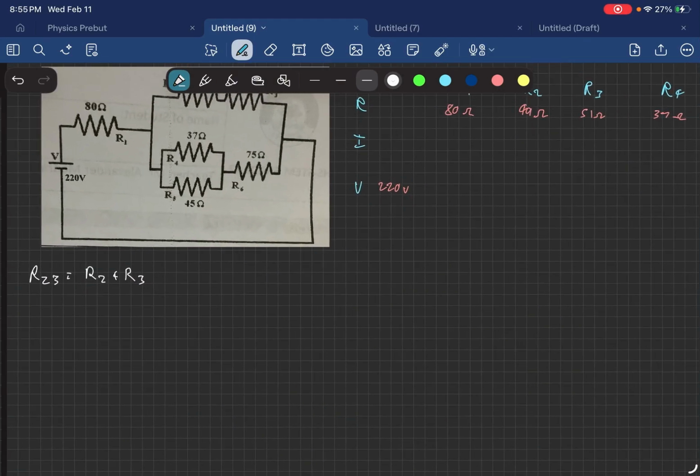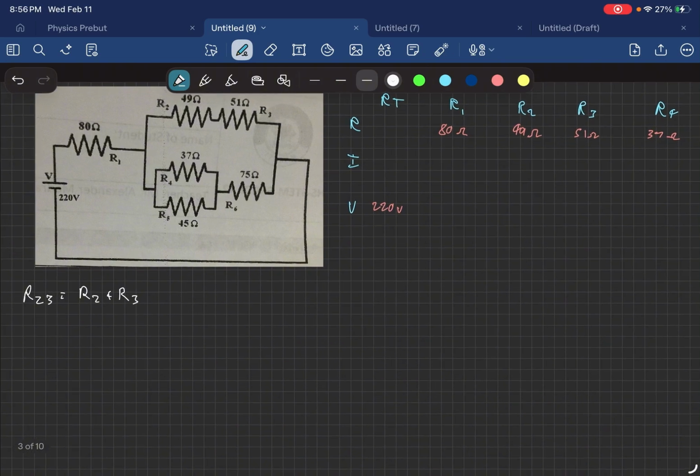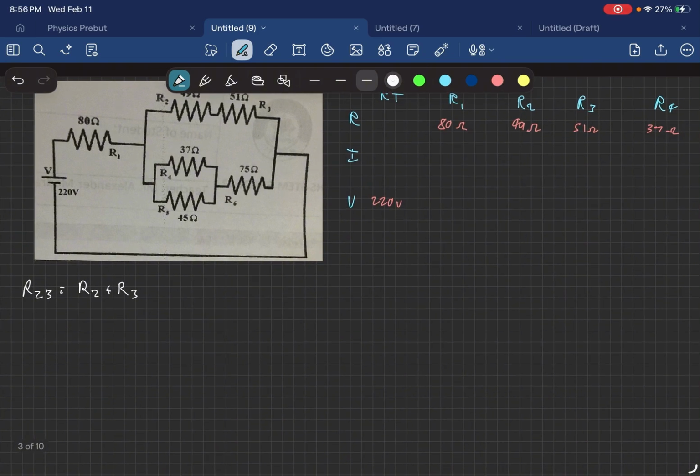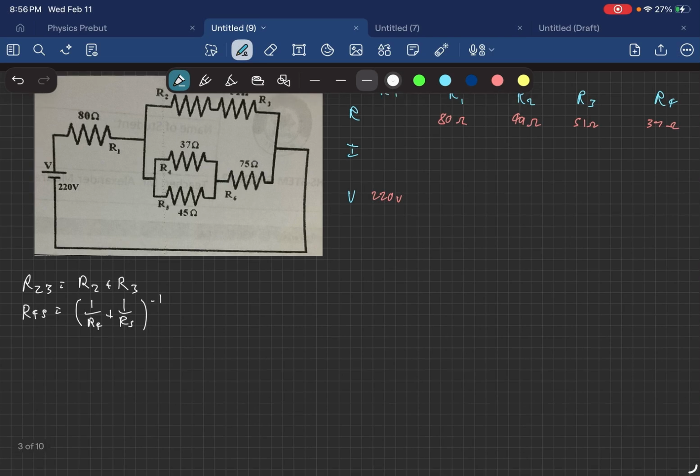Okay, R23 is equal to R2 plus R3. Let's get R45. R45 is equal to, remember the formula for parallel resistors, the reciprocal of R4 plus the reciprocal of R5, and then the reciprocal of those. Then remember what we talked about: R456 is equal to R45 plus R6, because they're in series.